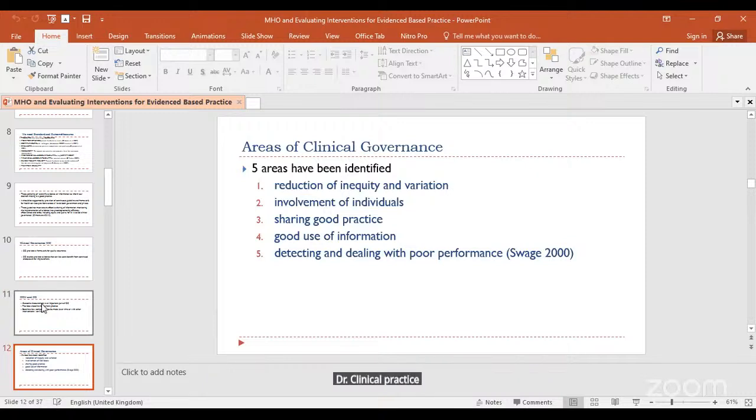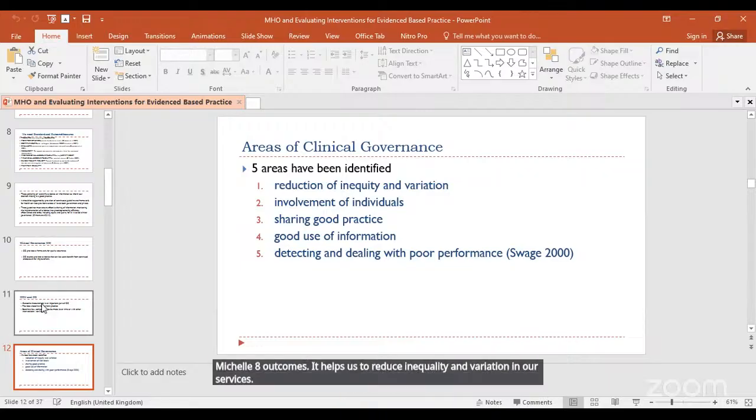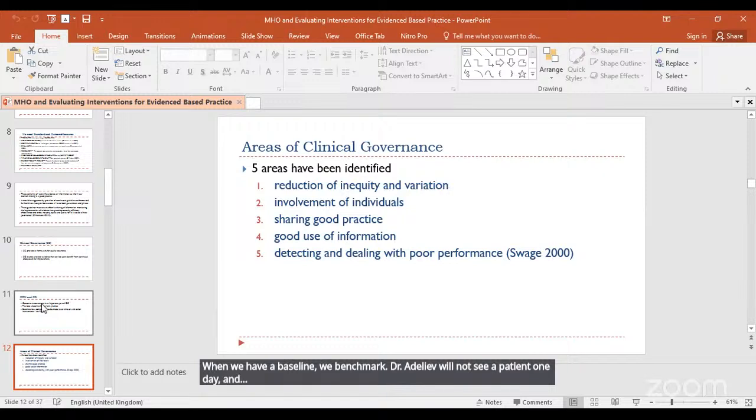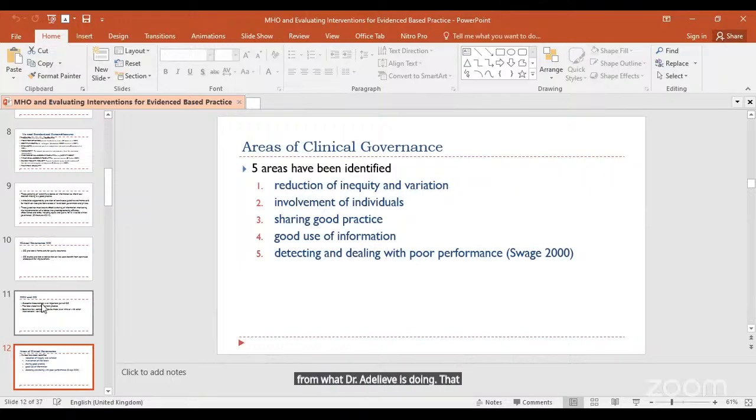or clinical practice guideline. So what are the areas where we must improve in our clinical governance when we are measuring health outcomes? It helps us to reduce inequality and variation in our services towards the same disorders. Inequality within our own center. When we have a baseline, a benchmark, one therapist will not see a patient one day and another therapist sees the same patient and does a totally different thing. That is inequity already within the same system. If a patient comes one day, sees a therapist who does one thing and another time is doing something else, there is no consistency. Sometimes it's better, sometimes it's worse. And sometimes the patient regrets even coming to the clinic at all.